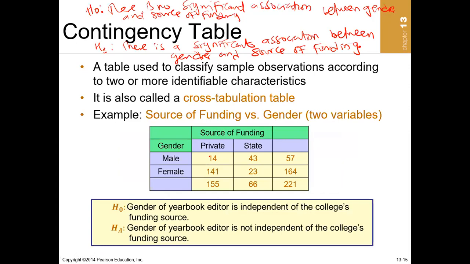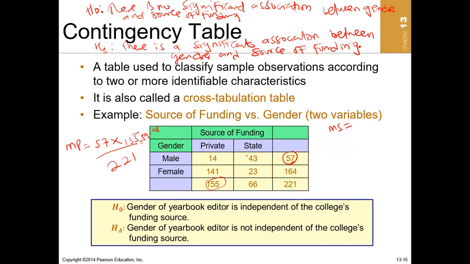If I want to find the expected value of male private, let me say MP. The total of the row that male private is on is 57, times the total of its column, which is 155, divided by the total sample size, 221. So 57 times 155 divided by 221 is 39.98.